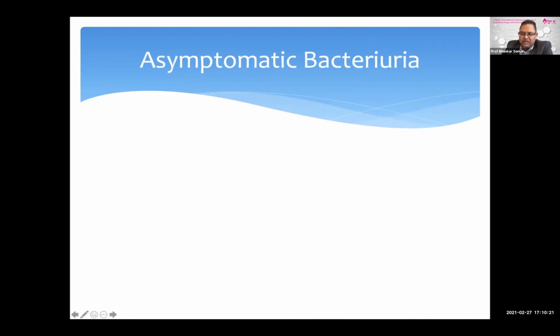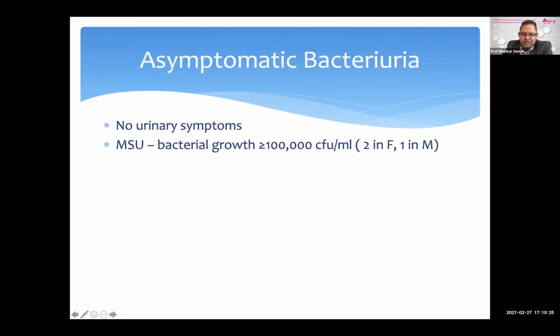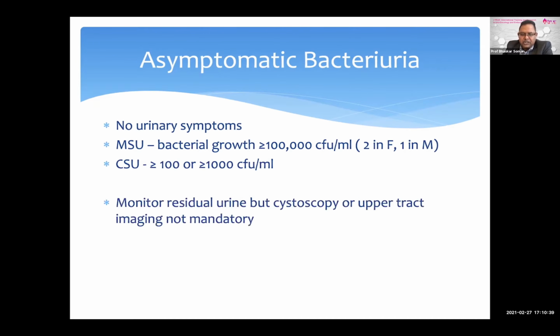This is an important concept again, asymptomatic bacteriuria. Generally there are no symptoms, and the bacterial growth is more than 100,000 colony-forming units per mil, on 2 occasions in females and 1 in males, or in catheter-associated specimens. Generally, we say you need to monitor residual urine, but it's not mandatory to have cystoscopy or upper tract imaging. If Proteus, you need to exclude stones, and men must have a rectal examination to rule out prostate involvement or abscess.